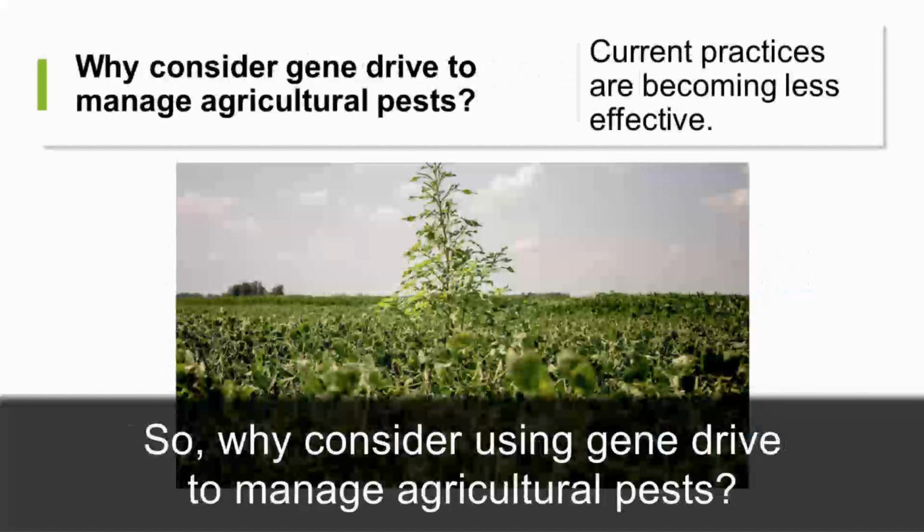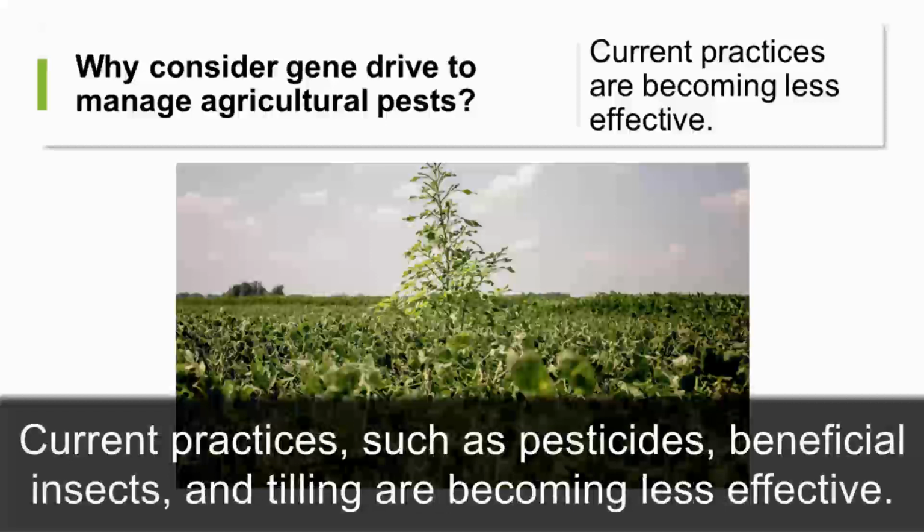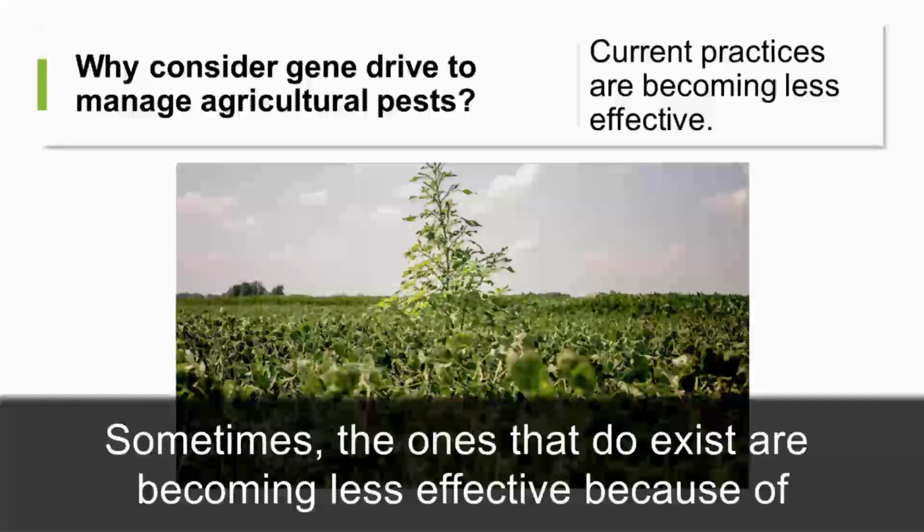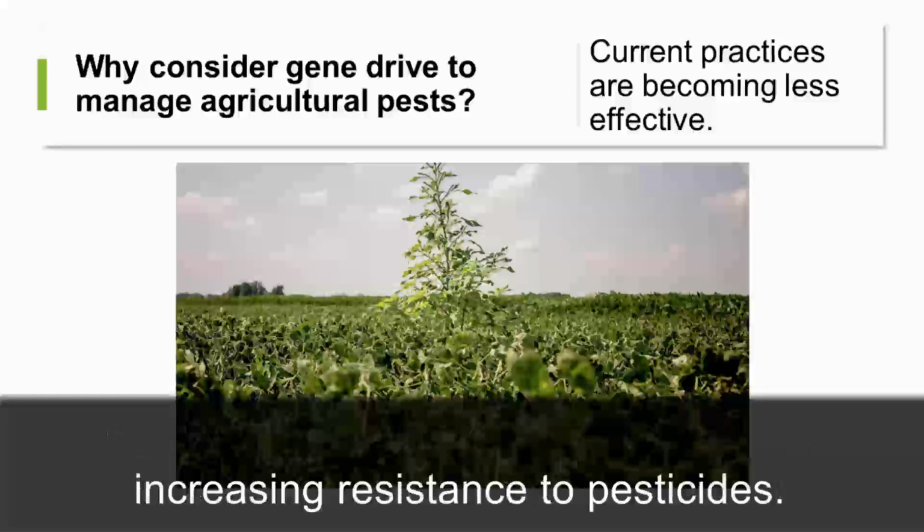So why consider using gene drive to manage agricultural pests? Well, current practices such as pesticides, beneficial insects, and tilling are becoming less effective. For some pests, like pigweed pictured here, there are no longer any effective methods. Sometimes the ones that do exist are becoming less effective because of increasing resistance to pesticides.